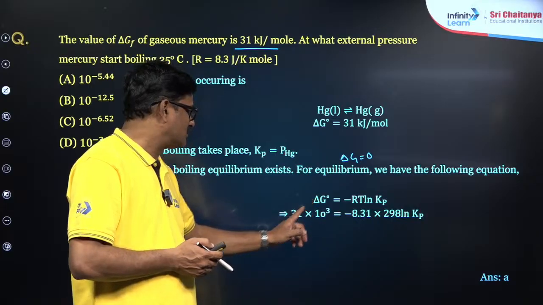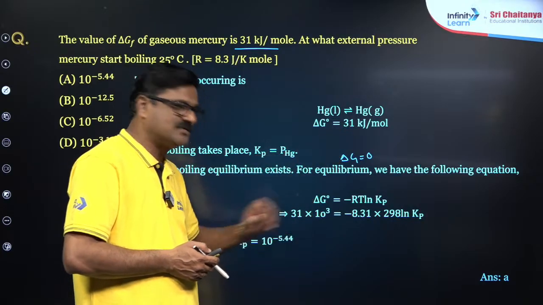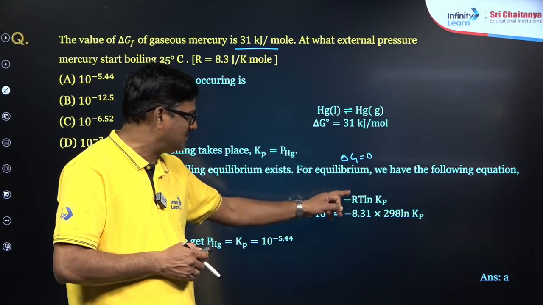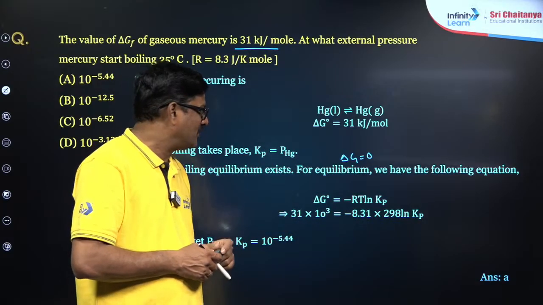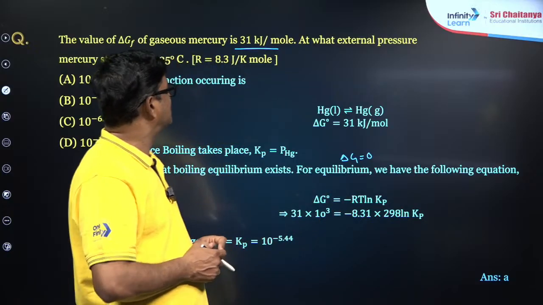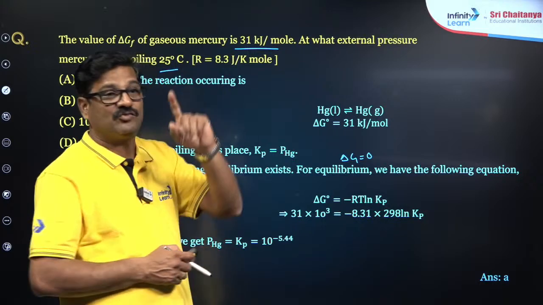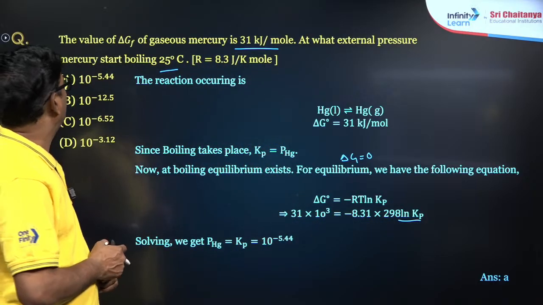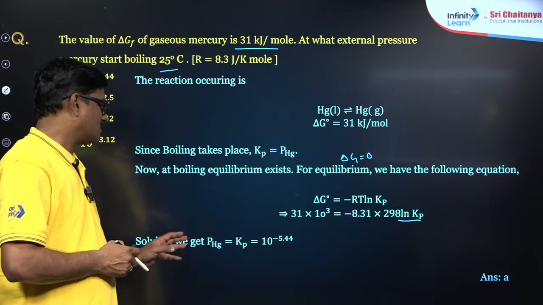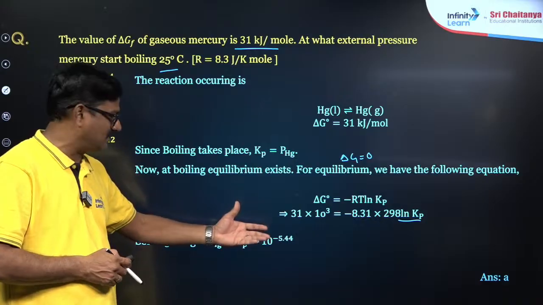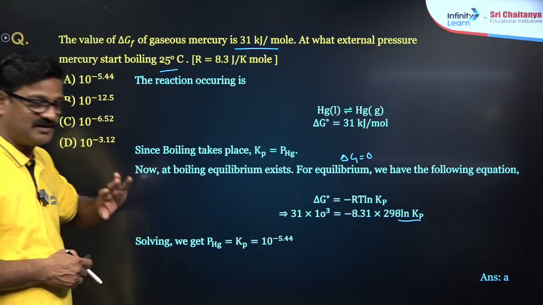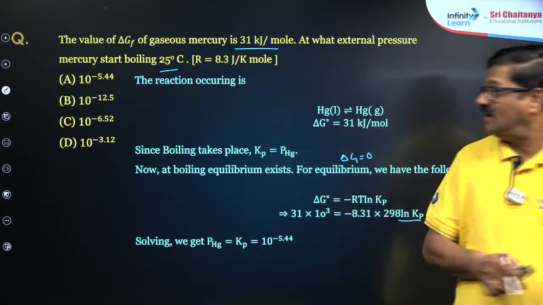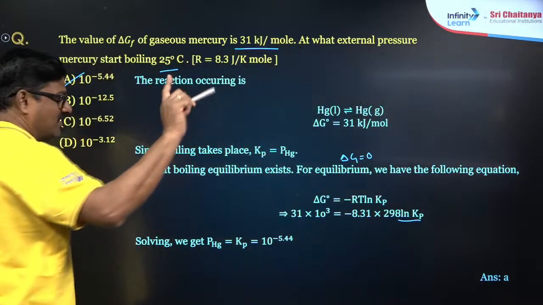So it is kilojoules, the 31 kilojoules is converted into joules. It is not a calculation. Parthiv, it is not a calculation. It is equal to minus 8.314, the R value, and temperature is given as 298 Kelvin, 25 degrees centigrade means 298 Kelvin, ln Kp. So on solving you are going to get Kp. You have to take the anti-logarithm. The answers, you check, are not given in terms of anti-logarithm. So it is going to be 10 to the power minus 5.44 is the answer. I just want to say answer A is the correct answer for this question.